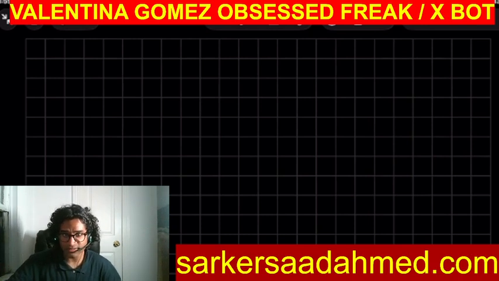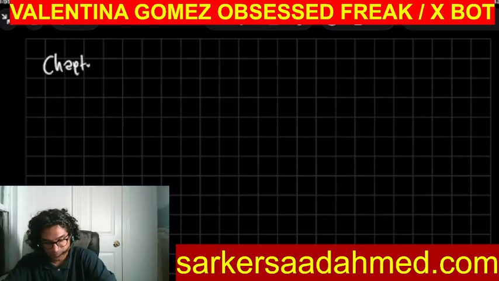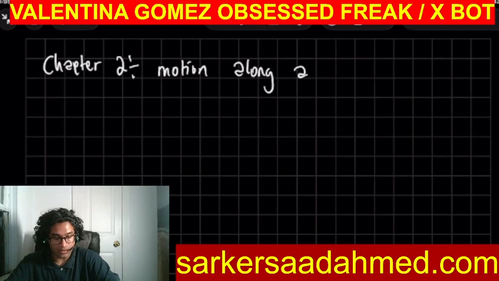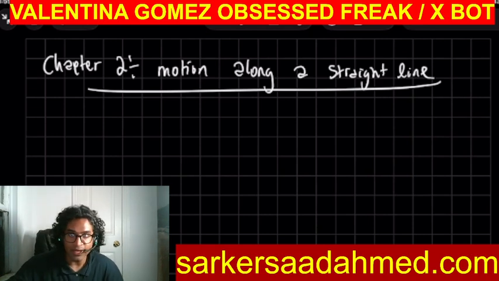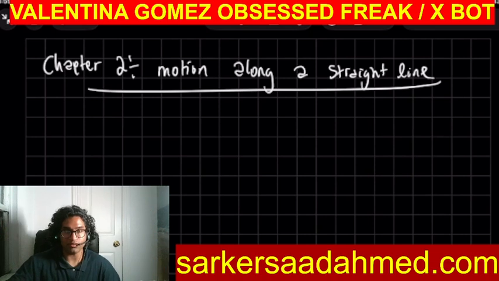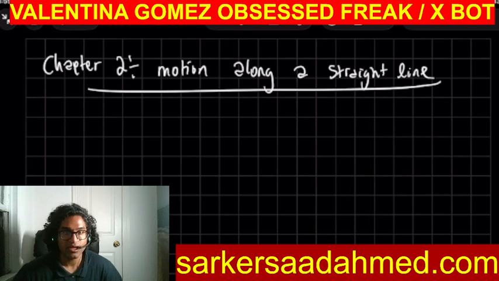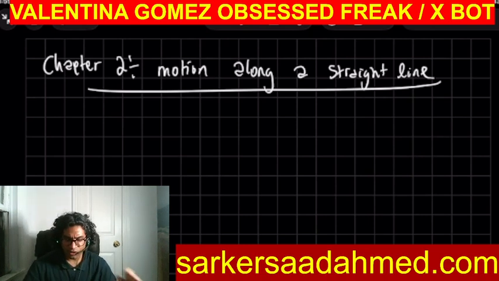So for anyone wondering, the book that we're using, this is chapter 2, Motion Along a Straight Line. The book that I'm going to use is University Physics with Modern Physics, 15th edition. From there, we're going to do all the questions, all the explanation. Don't worry, we're going to explain everything. All right.